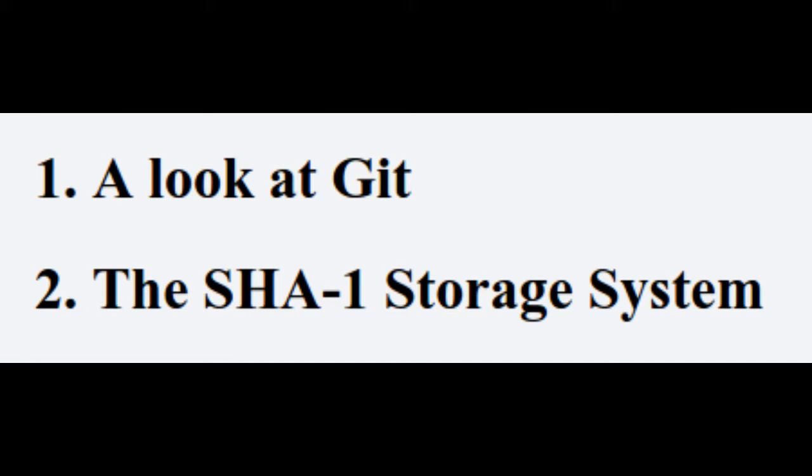There are two parts. First, a brief look into the principles of how Git monitors a project with an attached Git repository. Second, we explain the SHA-1 storage system that works in the Caretaker in the project house.